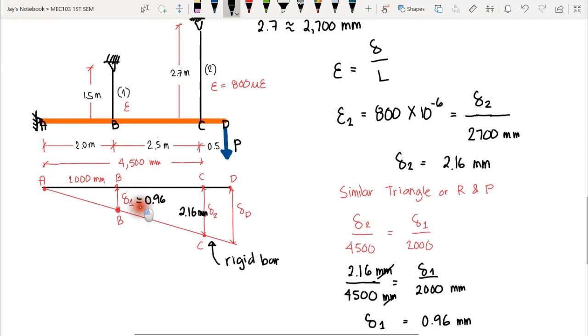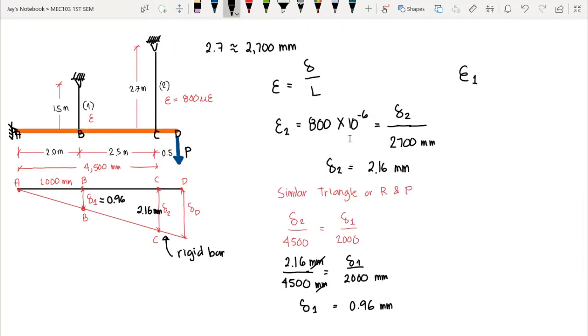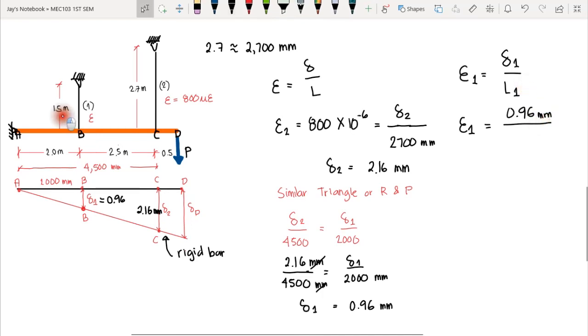So we can now compute the normal strain of bar 1 by applying this formula again. The normal strain of bar 1 is equal to the deformation of bar 1 over the original length of bar 1. We have the normal strain of bar 1, which is unknown, equals the deformation of bar 1, 0.96 millimeter, over the original length of bar 1, which we know is 1.5 meters, or 1,500 millimeters. So we have the normal strain of bar 1 equal to 6.4 times 10 raised to negative 4 millimeter per millimeter.